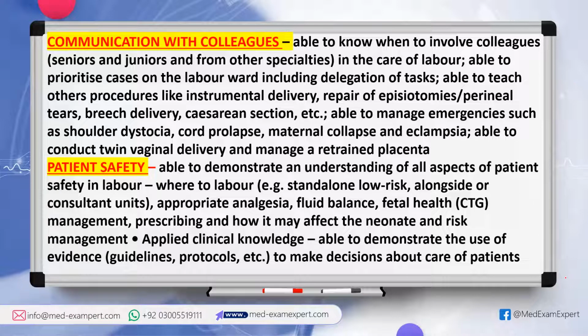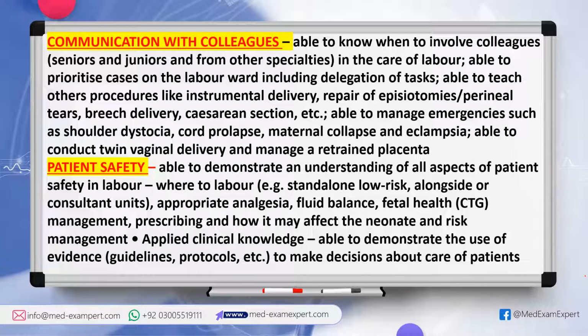Another thing is that you need to understand what your boundaries are, the skills where you have to stop and seek senior input. Of course, the team lead will always have a senior as well. So ST3, ST4 will have ST5, ST6, the specialist registrar, and then of course the consultant as well. So you need to know where you are going to involve your consultant.